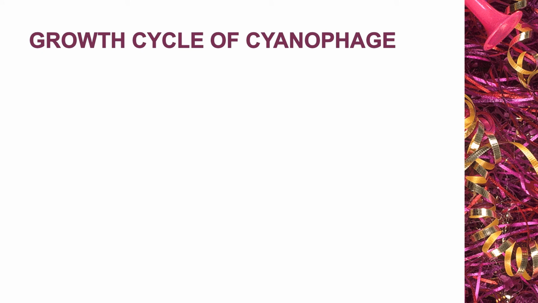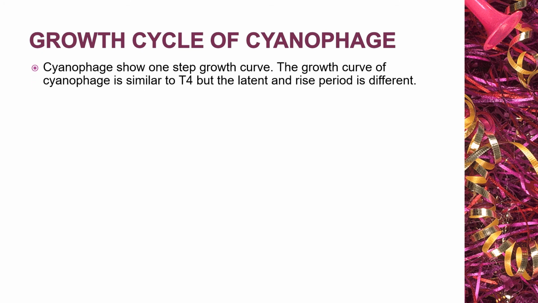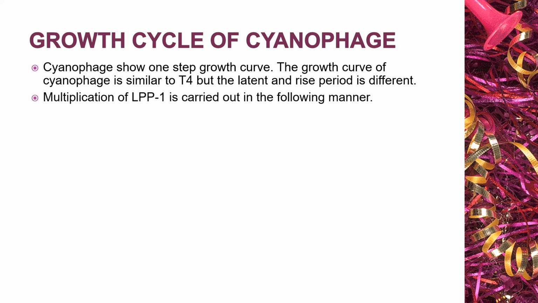Now, let's see the growth cycle of cyanophage. Cyanophages show a one-step growth curve. The growth curve is completely similar to T4, but the latent period and the rise period are different as compared to T4. Multiplication of LPP1 is carried out in the following manner.